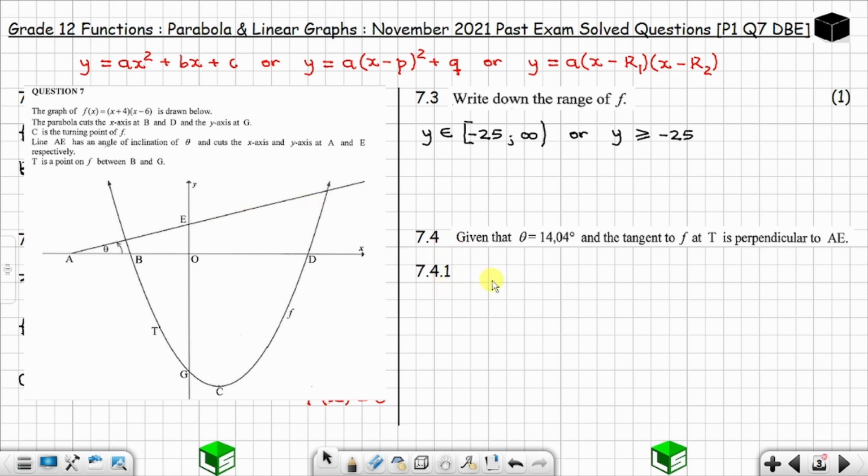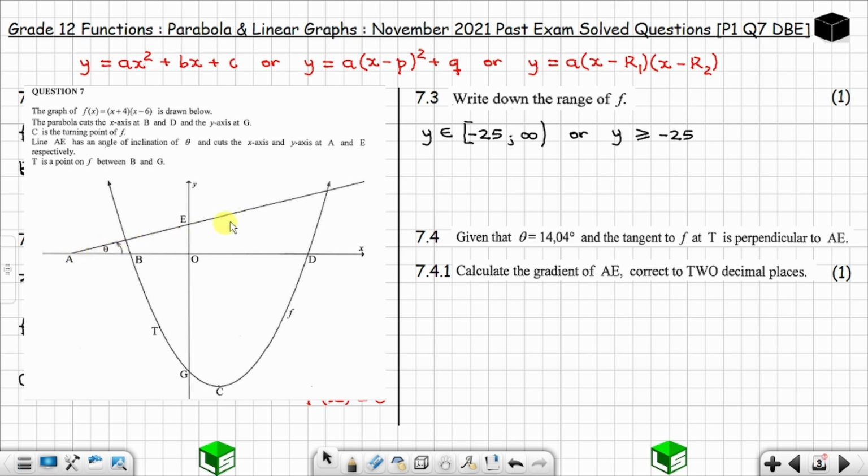Okay, now question 7.4.1. The question says, calculate the gradient of AE correct to 2 decimal places. And this question is only 1 mark. Okay, so the question is very simple. This is why the question is even 1 mark. Okay, we are going to do it. So we need to calculate what? The gradient of AE, the gradient of this line AE.